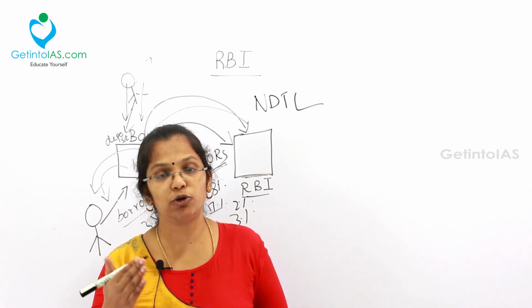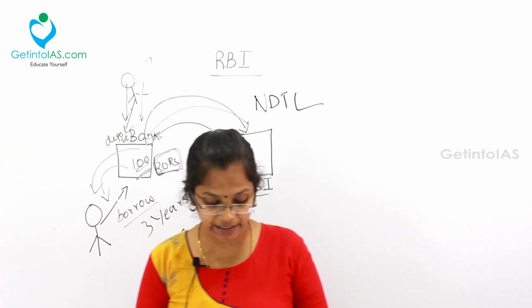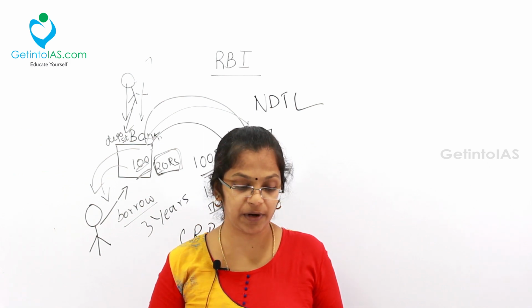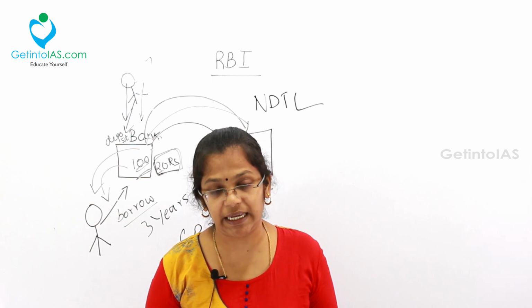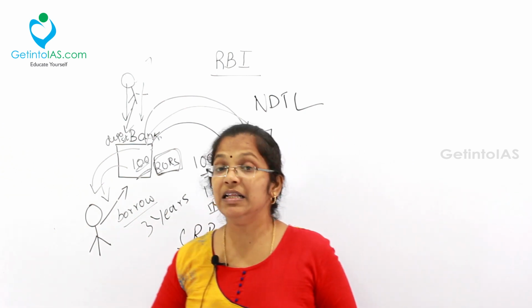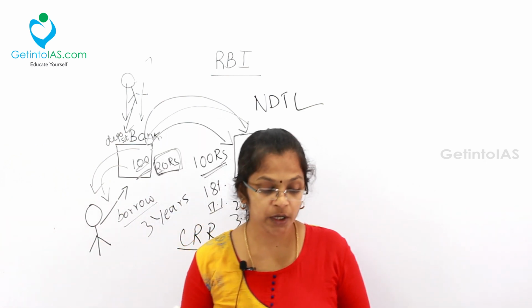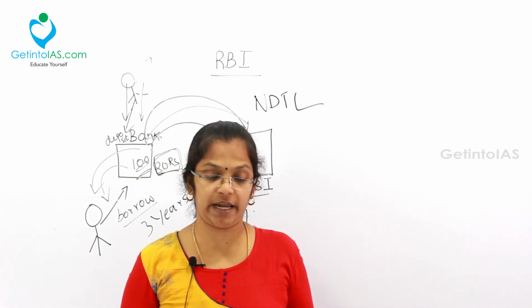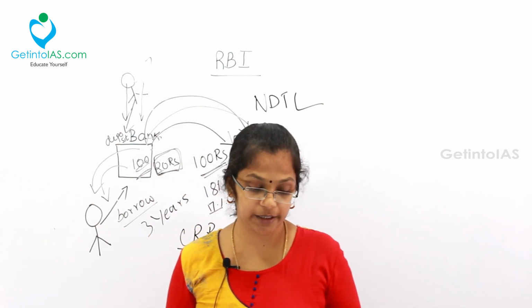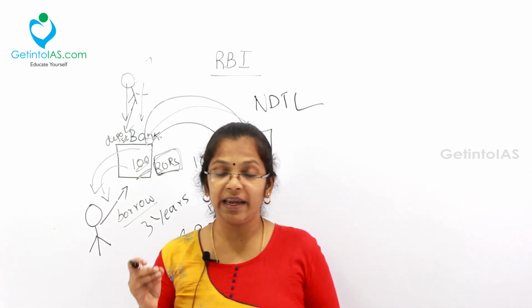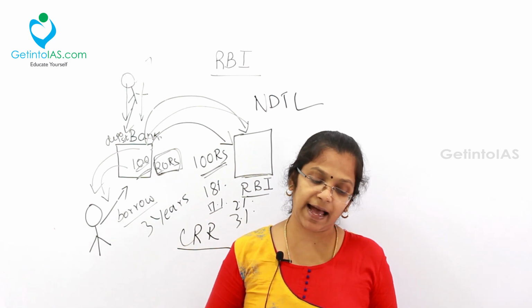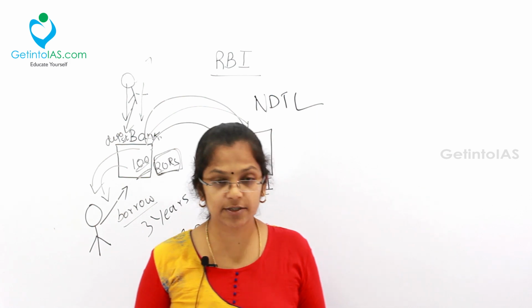So, if I am going to redefine both CRR and SLR, how can you say? A certain share of net demand and time liability which the bank has to keep with RBI is called CRR. This is a perfect definition which you can use for your mains answer writing. So, the bank has to keep some share of net demand and time liabilities in RBI. We call that CRR. Now, SLR. It is the certain share of net demand and time liabilities which the bank has to keep with itself, right? This is called SLR.